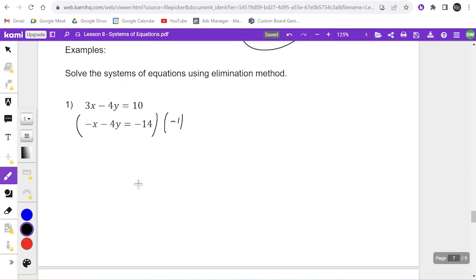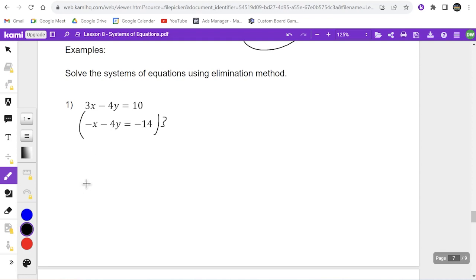So I'm going to ask the audience, what would you like to do? Cancel out the x's or cancel out the y's? Go ahead. Cancel out the x. Okay, then that means we're multiplying the bottom one by 3.